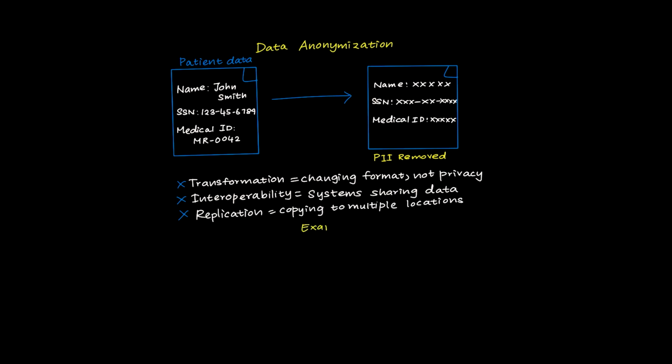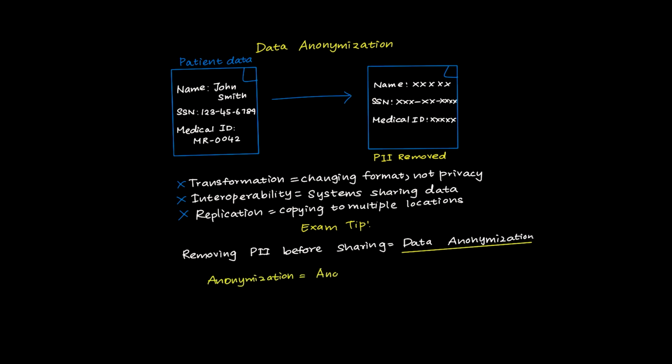Here's a WGU D467 exam tip for you. When a question describes removing names, SSNs, or any personally identifiable information before sharing, that's data anonymization. Quick recall hook. Anonymization equals anonymous. Remove the name, remove the identity.